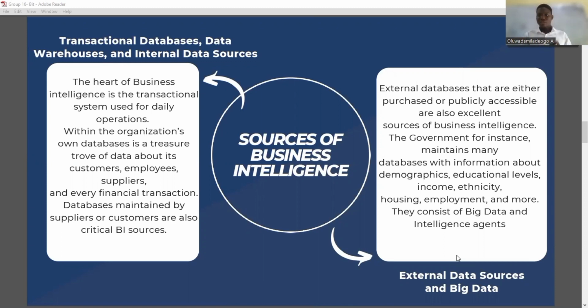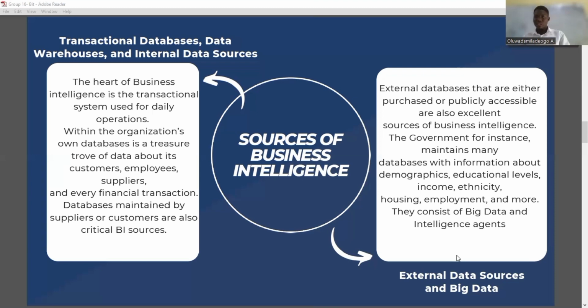Another source of business intelligence is external data sources. This includes databases that can be purchased or publicly accessible, and it's an excellent source of business intelligence. For example, the government keeps information on demography, educational level, income, ethnicity, housing, employment, population, and even GDP, how much a company is doing, how much an industry is doing. These are big data that can help the firm in making strategic decisions as it relates to business intelligence.